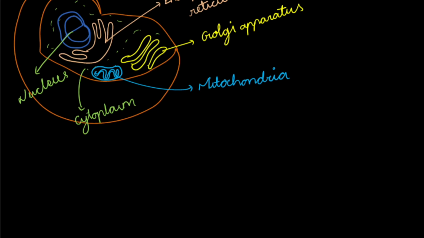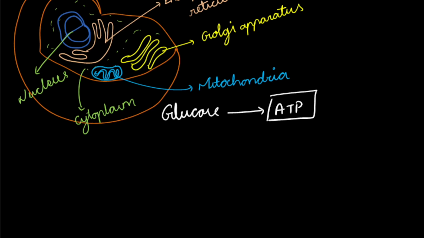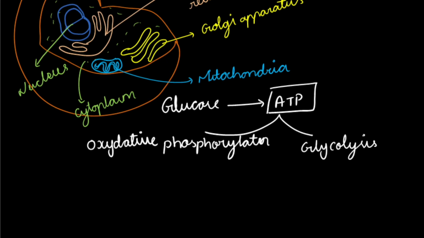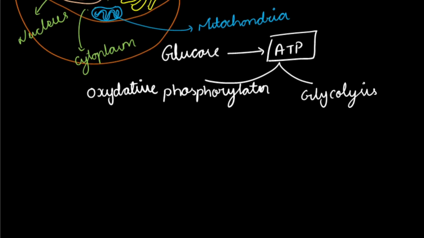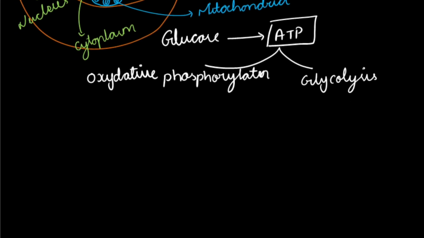We all know that every cell in our body requires energy, and they use a few metabolic pathways to create it. Simply, we all obtain energy from glucose, and this glucose is broken down into ATP. ATP is the form of energy. In normal cells, energy is produced in two different ways: one is oxidative phosphorylation and the other is glycolysis.